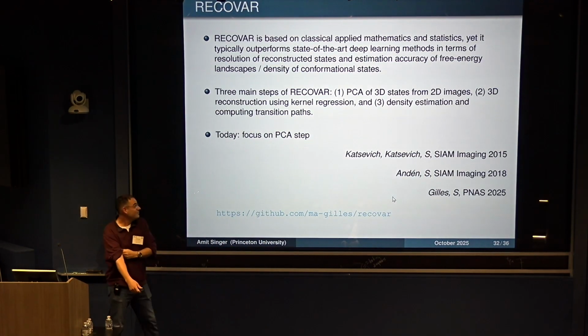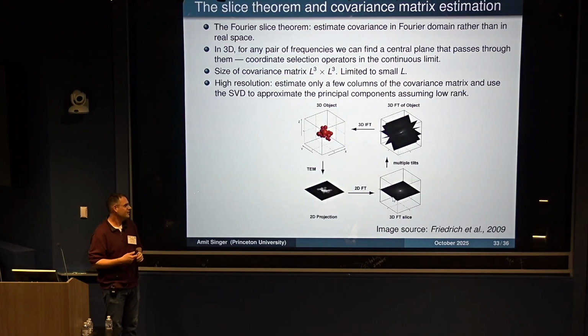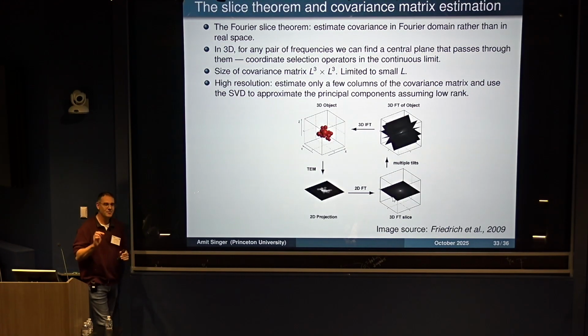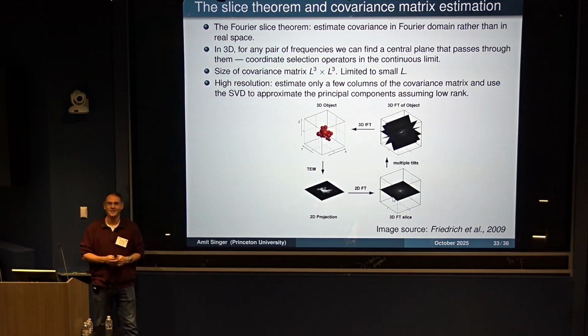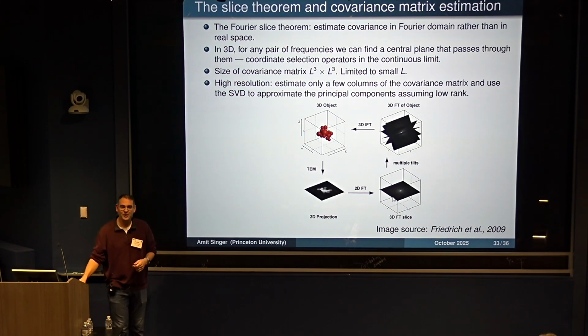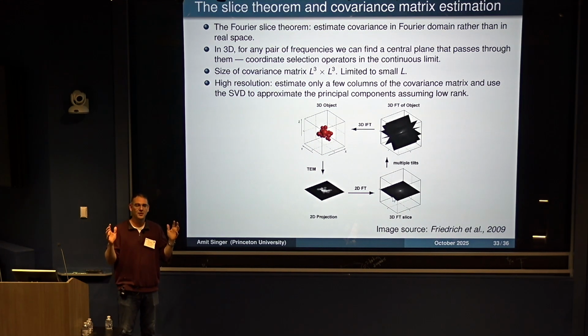Okay, so how do we do PCA? And that will be the final mathematical nugget for today. And I'm closing again with the Fourier projection slice theorem, okay? So you want to estimate the covariance matrix of the 3D structures directly from the 2D projection images.